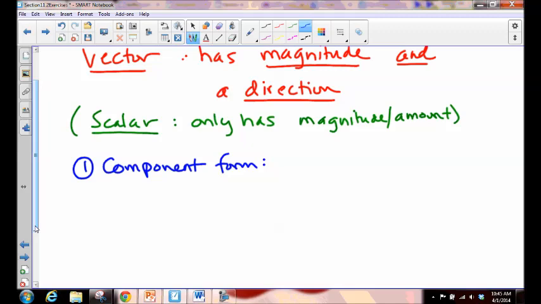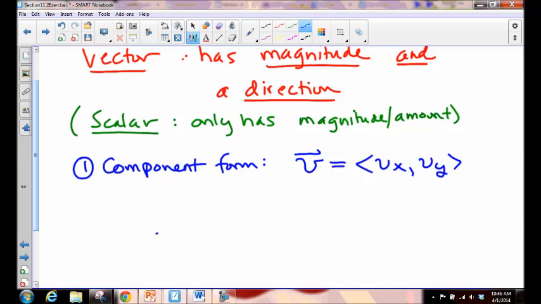For component form, I have my generic vector v, and your book talks about how it will write vectors using boldface, but that's difficult to do when one is writing by hand, so I usually put that arrow on top. And the components of vector v are, I'm going to use this hard bracket here, an x component vx, comma, a y component vy.